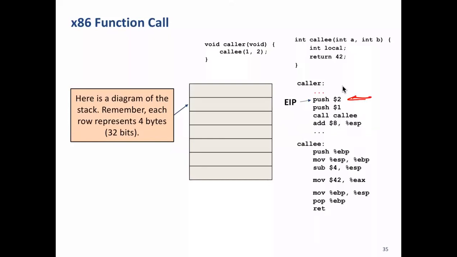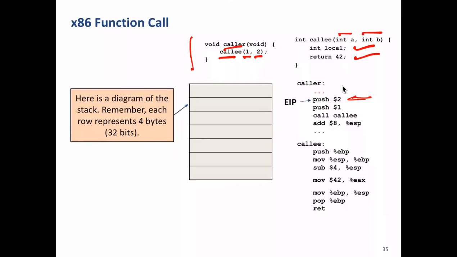This is a program. It says void caller, and then callee is called with function values 1 and 2. Callee has two arguments, A and B, which correspond to 1 and 2 here, and then it has a local variable, and it simply returns the value 42.